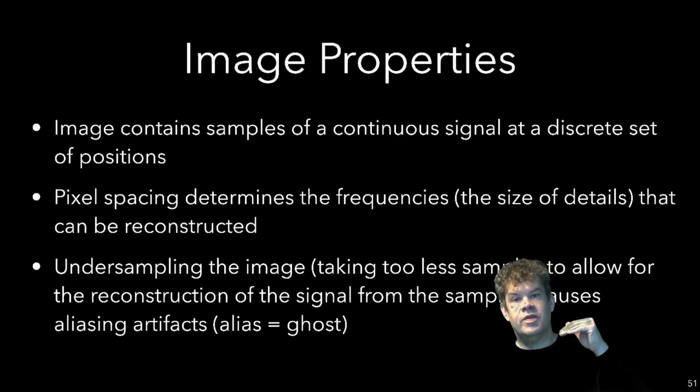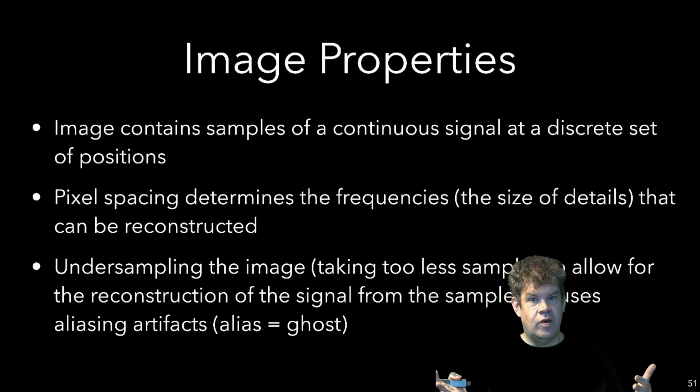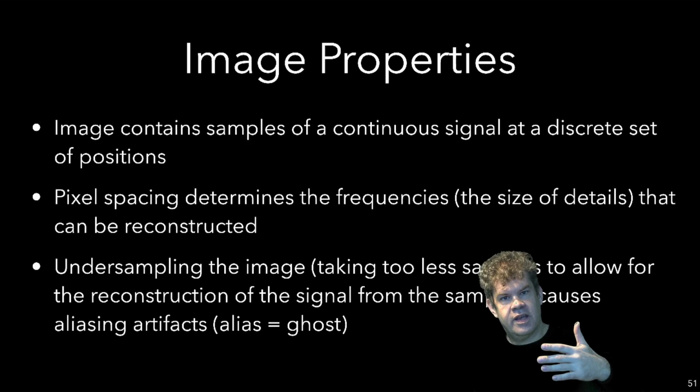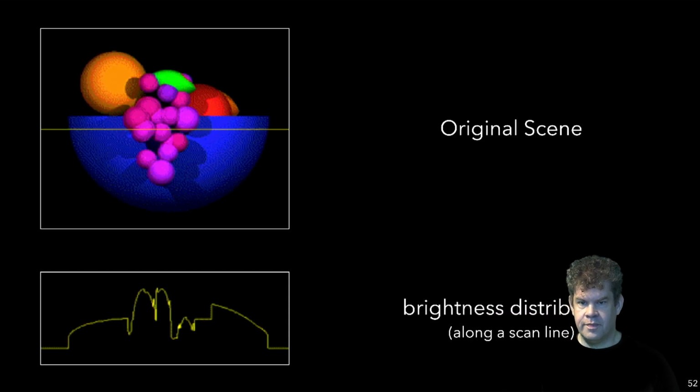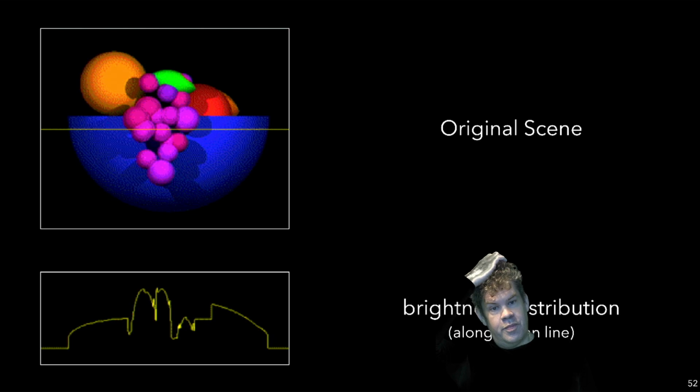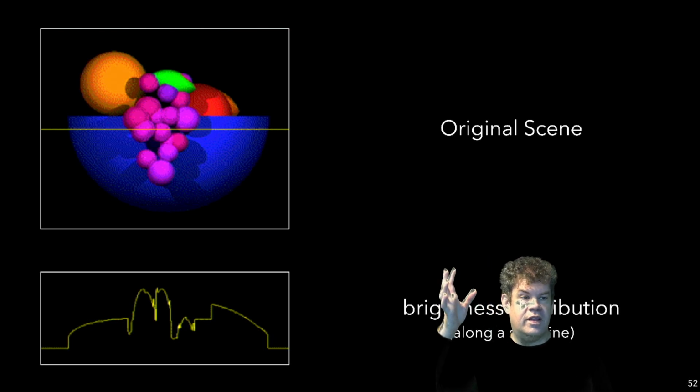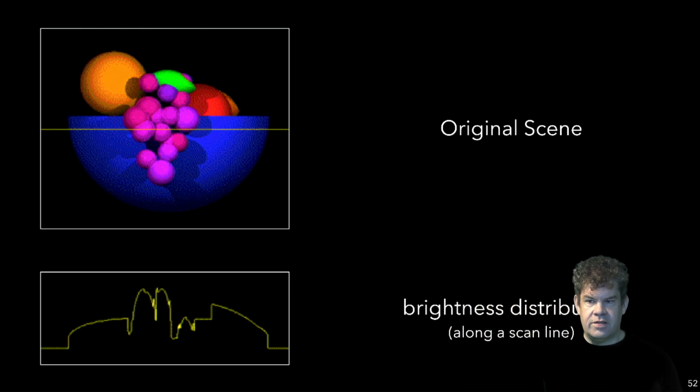Alias is really synonymous to ghost. So we have a ghost signal. We have the stairs that aren't in the original signal that we suddenly created in this process of sampling and reconstruction. That's what aliasing is all about. So here's an example. I guess it's pretty obvious, but let's go through some examples to understand the process a little bit better and then to counter it in some reasonable way.